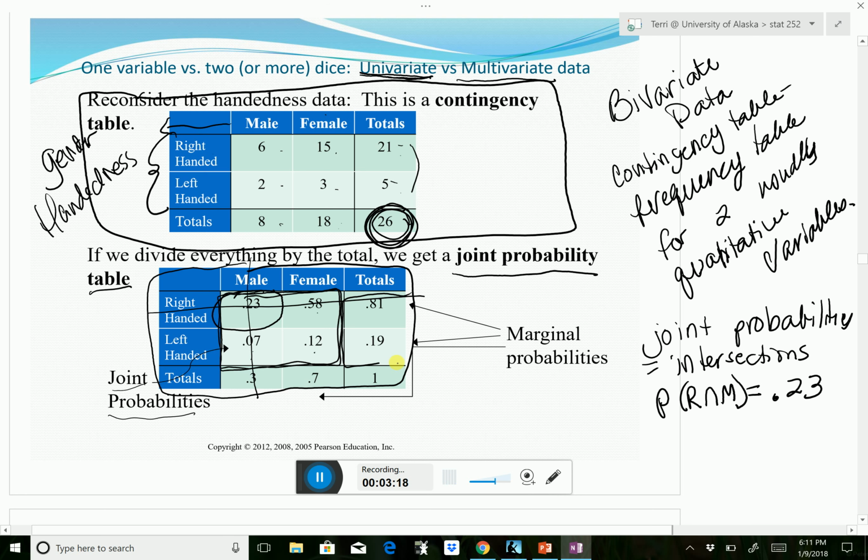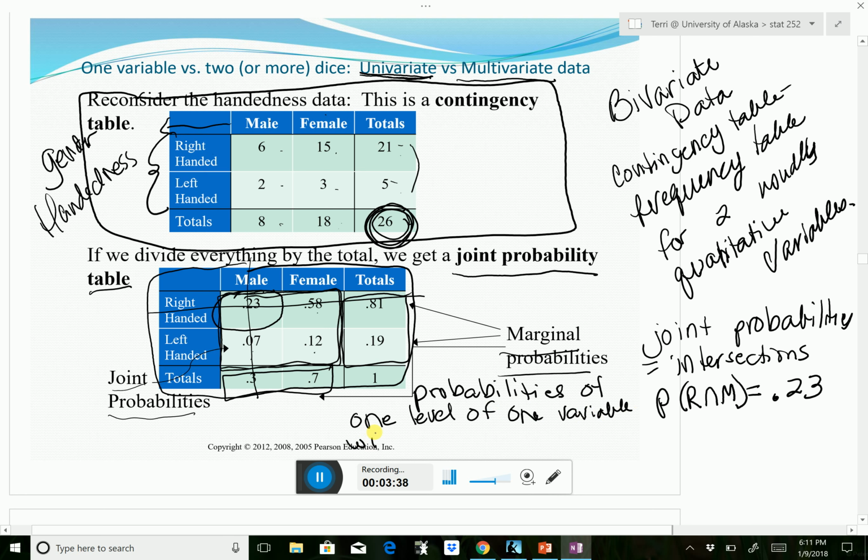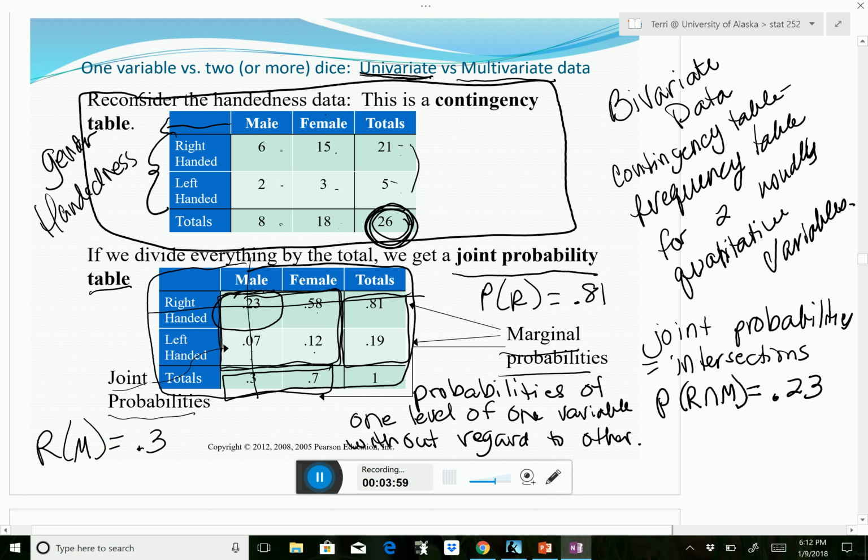Now on the outside, in the margins, if you will, we have the marginal probabilities. These are the probabilities of one level of one variable without regard to the other. So we don't care what level the other one is on. If I wanted the probability somebody was right-handed, it would simply be 0.81. If I wanted the probability that somebody was a male, it would simply be 0.3. So I don't care anything about their gender in this case. I don't care anything about their handedness. Whoops, that should say probability, not R. It should say probability of N in this case.